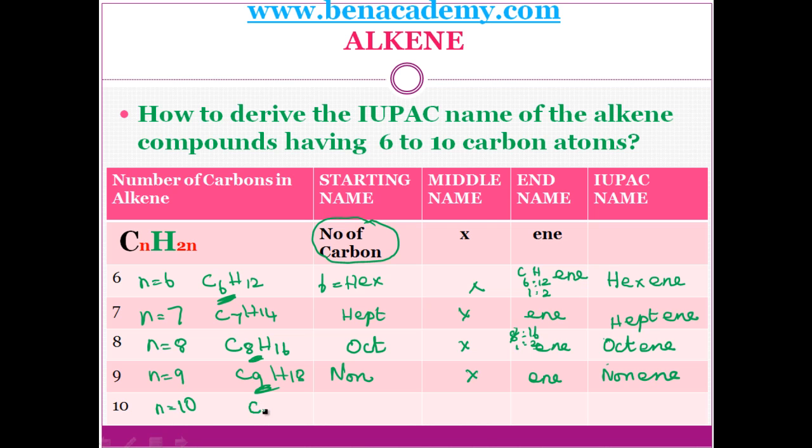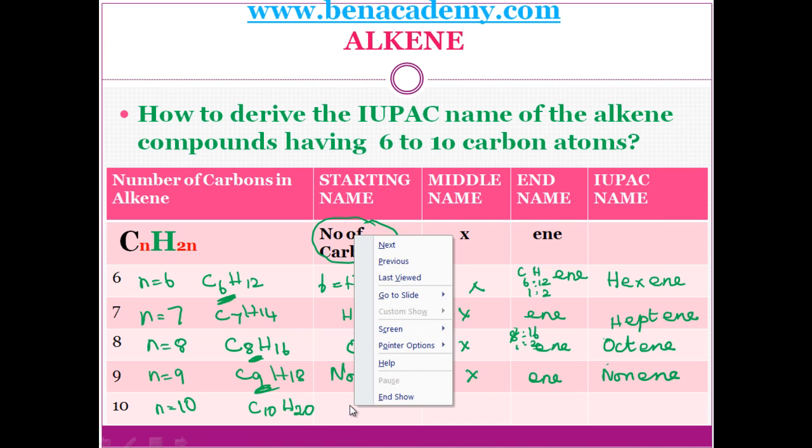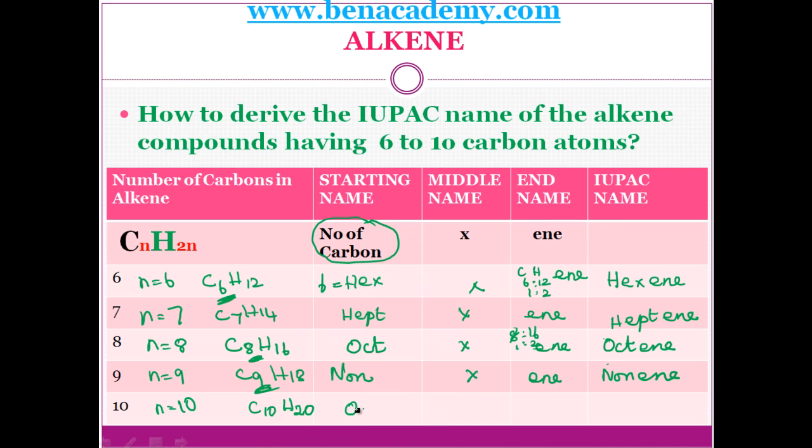Then the formula will be, in alkene, the number of hydrogens will be exactly 2 times that. So C10H20. Since it has 10 carbons, the starting name will be dec. It will be dec, C10. So here it is C10, so it is dec. There is no middle name. The end name is ene, therefore the name will be decene.